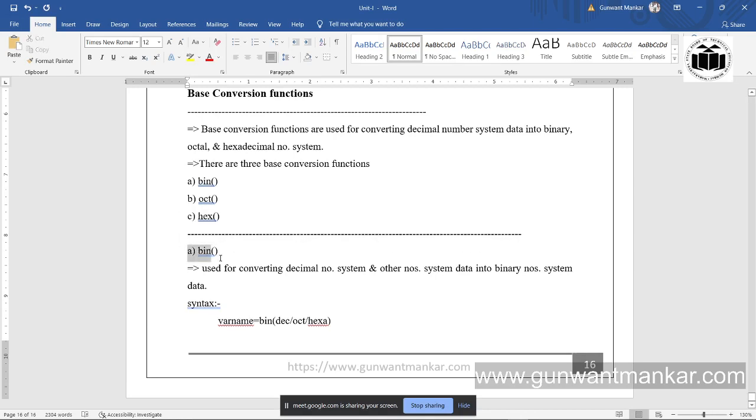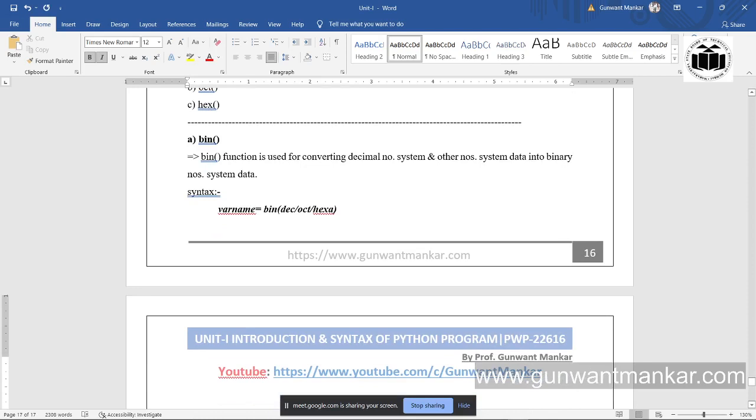The bin function is used to convert a decimal number into the binary number system. The bin function is used for converting decimal number system and other number system data into binary number system data. What is the syntax? This one is the syntax: variable name is equal to bin of any decimal, octal or hexadecimal. Any type of data is converted into the binary number system.